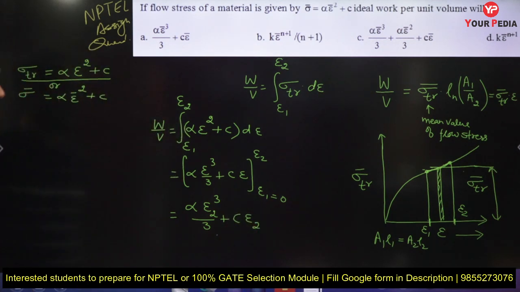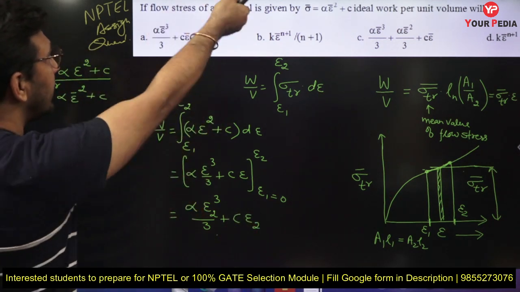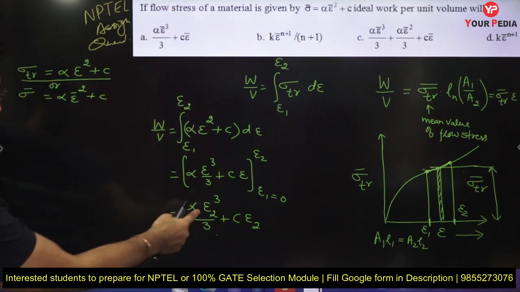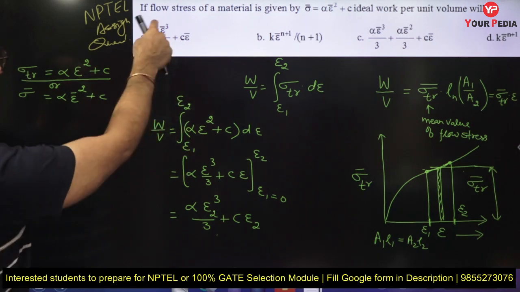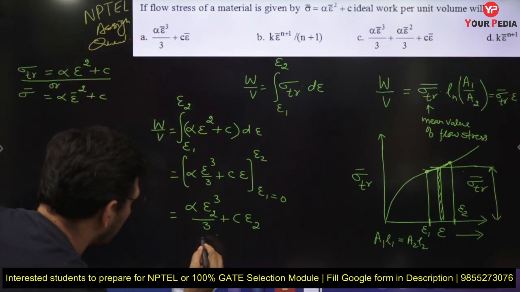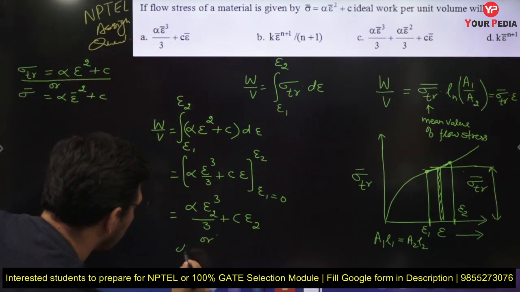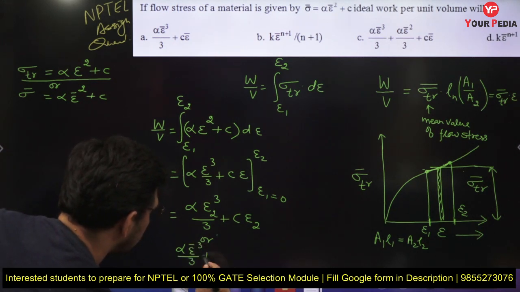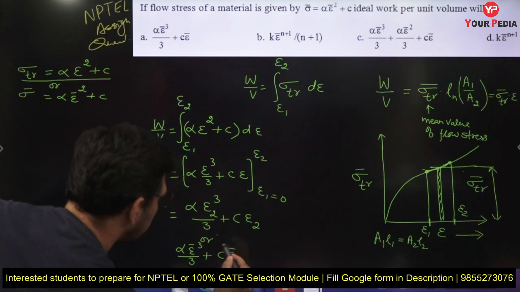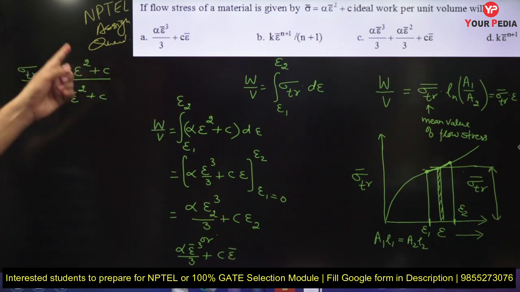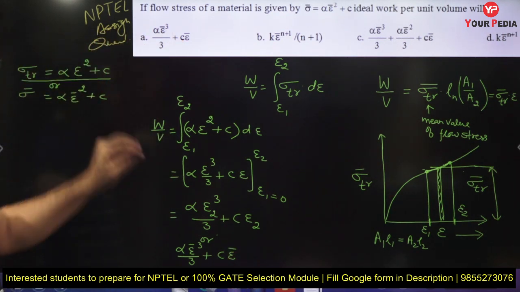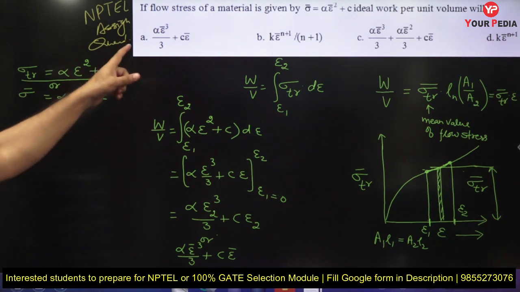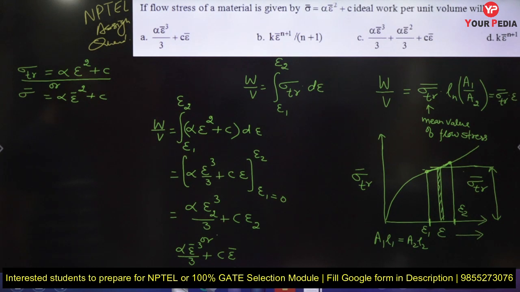That's all. Or if you want to write in his notation, he has used epsilon bar for epsilon. So you can write it the same way, alpha epsilon bar cubed divided by 3 plus c epsilon bar. Now see, which option do you have? This becomes the option A. So option A is going to be the correct answer, right?